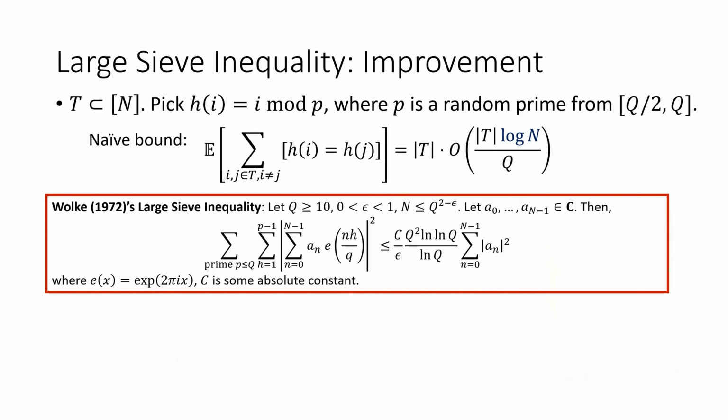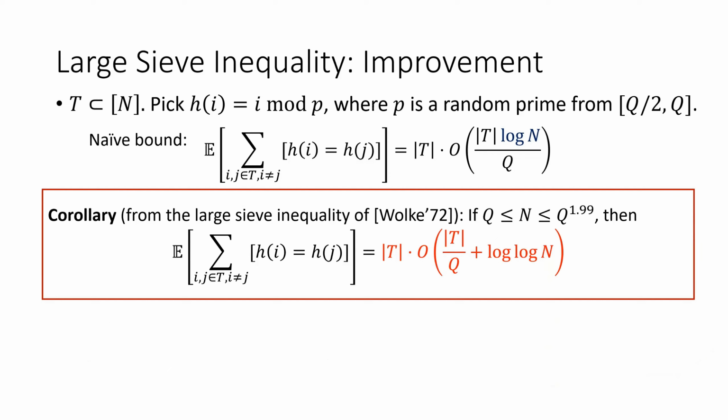Specifically, we need to use this version of the large sieve inequality proved by Walker back in 1772. Notice that the condition that n is truly subquadratic in Q is the condition of this theorem. By a standard calculation, we can translate this theorem into the following corollary about the expected number of collision pairs. The bound becomes t times order t over q plus an additive log n factor.